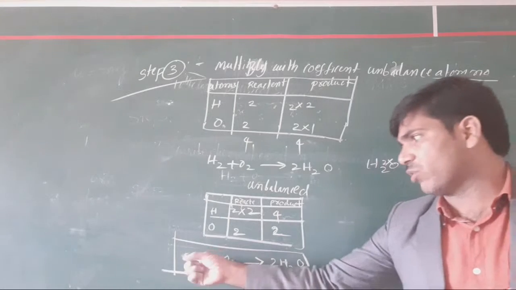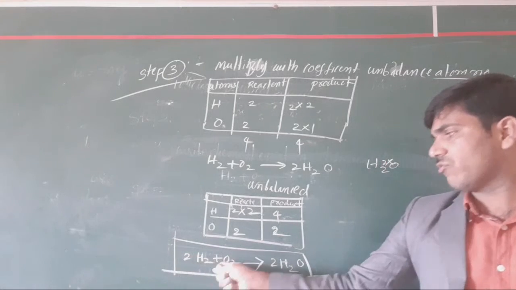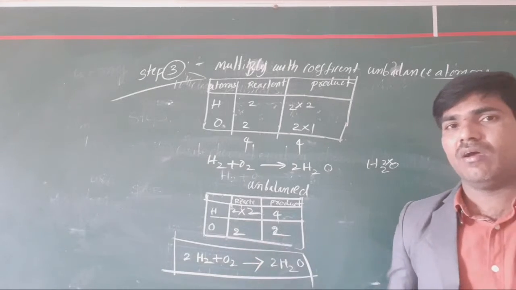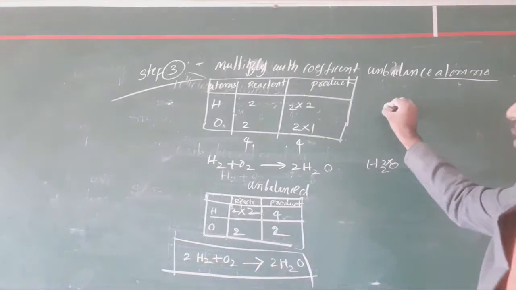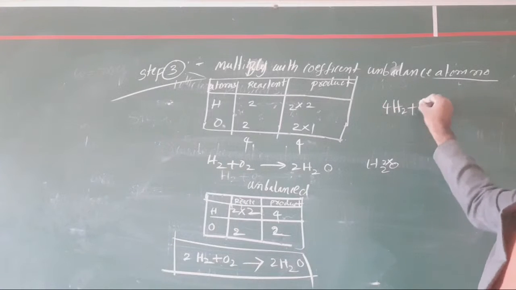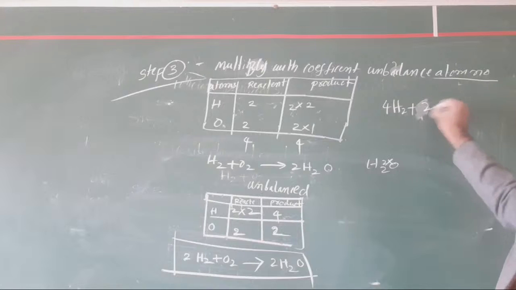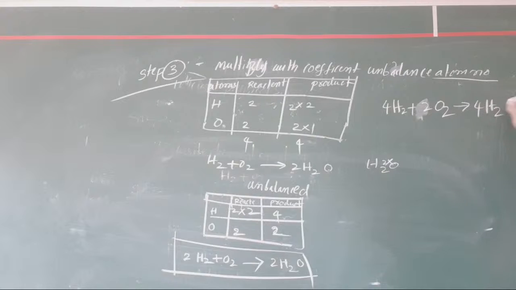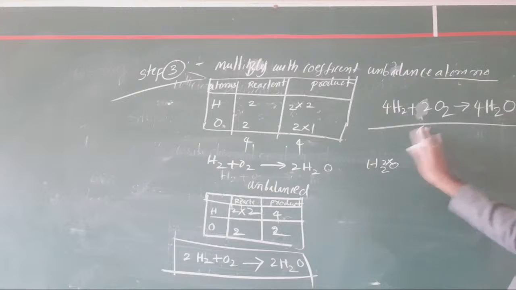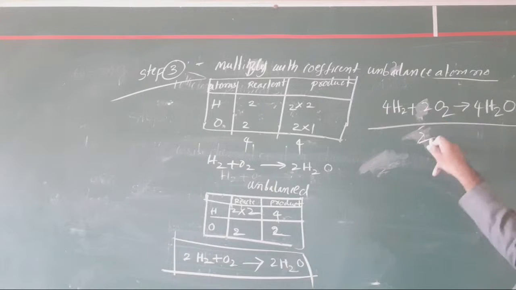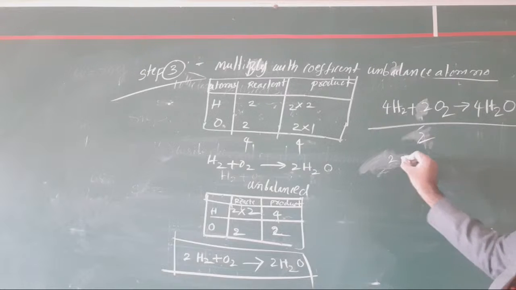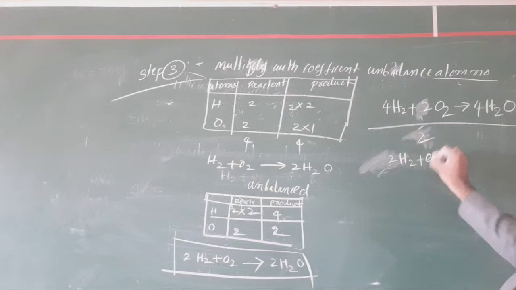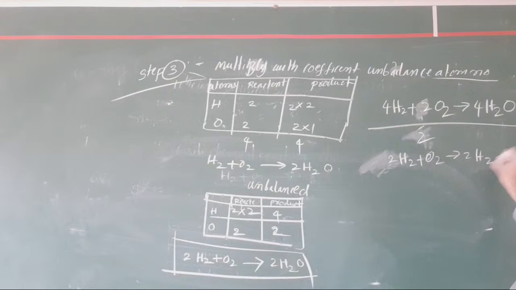Suppose there is any common coefficient or nothing, but here also 2, here also 2, here also 2. Otherwise, this equation may also be written as 4H2 plus 2O2 gives rise to 4H2O. It may be written like this also. At that time, when we divide by this particular coefficient, 2, automatically it becomes 2H2 plus O2 gives rise to 2H2O. Yes, this is the 4th step.